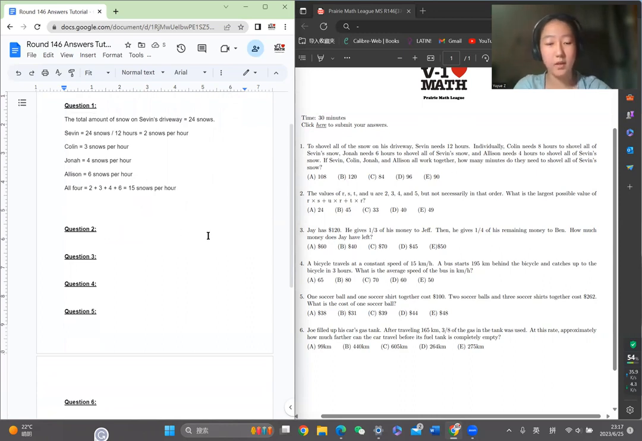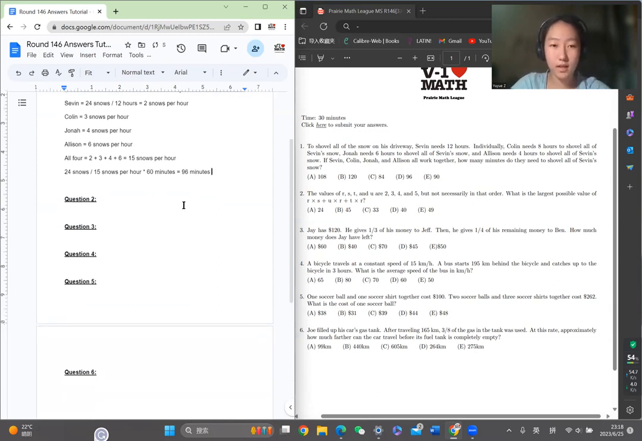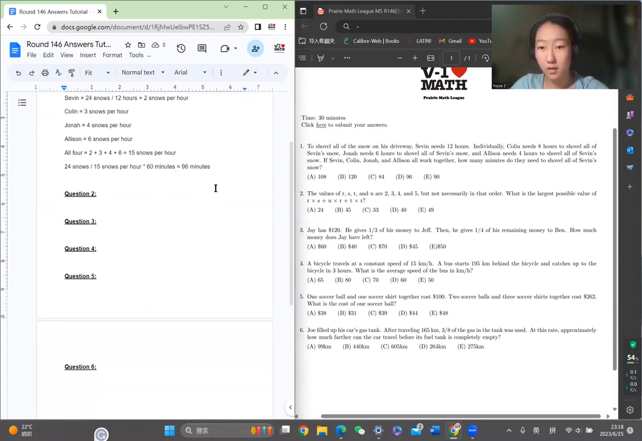So the total amount of time it would take is 24 snows divided by 15 snows per hour. But if we just solve it like this, we would get the amount of time in hours. But this question is asking for minutes. So we multiply this by 60 minutes, as there are 60 minutes in an hour. After doing the calculations, we get that the total amount of time to shovel all of Seven's snow would be 96 minutes.